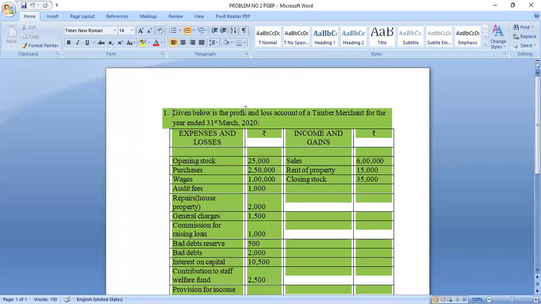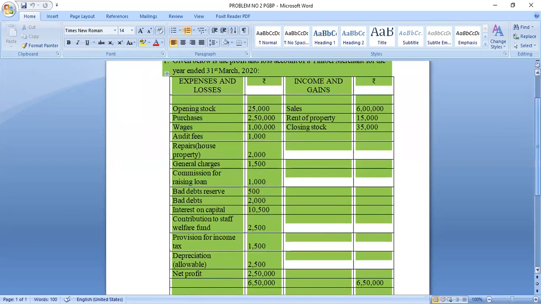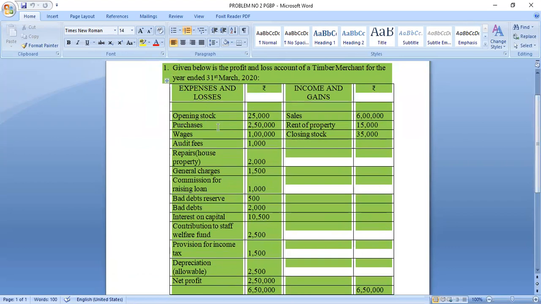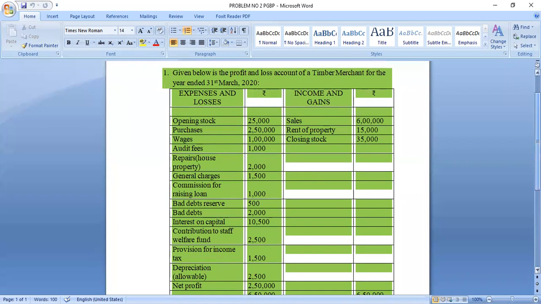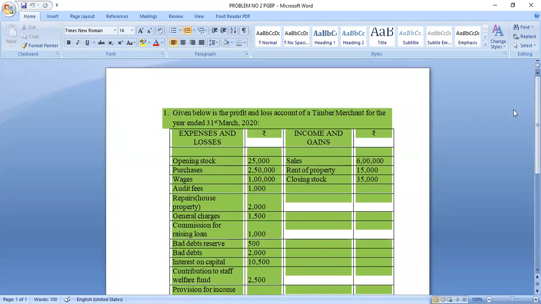It's given the P&L account, the profit and loss account of a timber merchant for the year ending 31st March 2020. Debit side is expenses, losses; credit side is income and gains. You know already, okay? It's given this statement, P&L account statement. So it's given opening stock, purchases, wages, audit fees, repairs, general charges, commission for raising loan, bad debt reserve, bad debts, interest on capital, contribution to stock welfare fund, provision for income tax, depreciation. Net profit is given. On the income side: sales, rent of property, closing stock. This is a trading and P&L account, a combination of trading and P&L account. It's not just P&L, P&L account here includes trading account also.